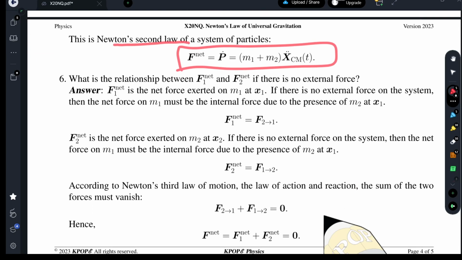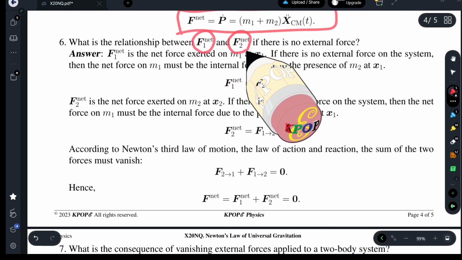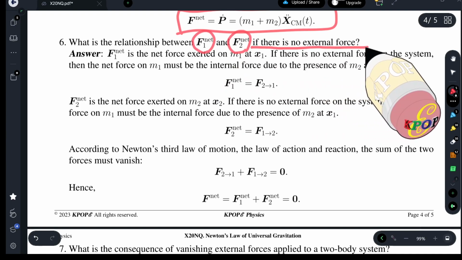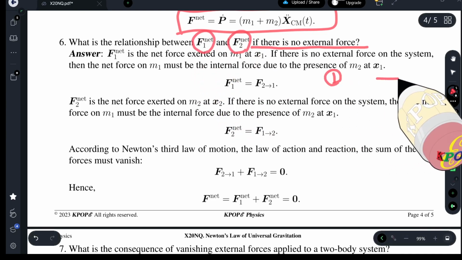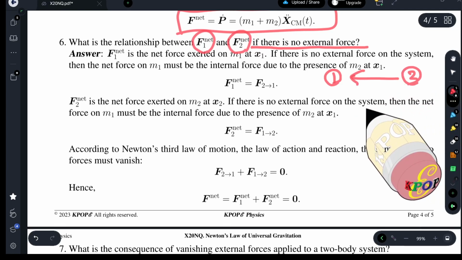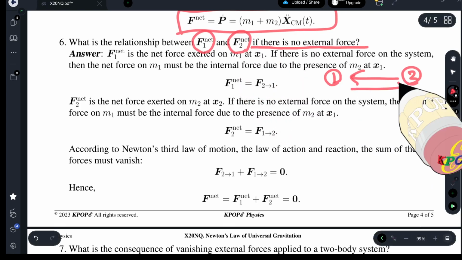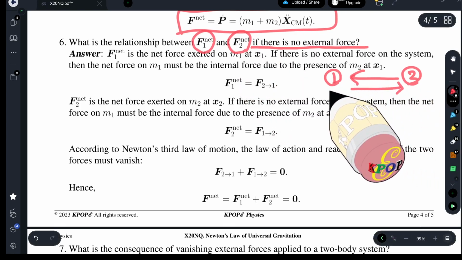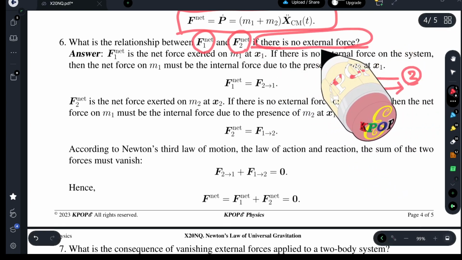Number 6, what is the relationship between F1 net and F2 net if there is no external force? If there is no external force, the net force applied to particle 1 is due to the interaction with particle 2. The net force applied to particle 2 is the force applied by particle 1, because there is no external force available.